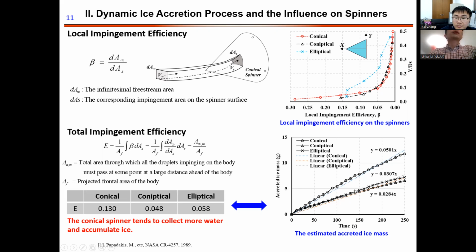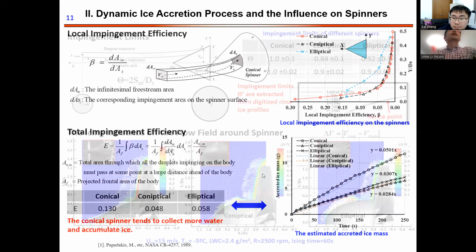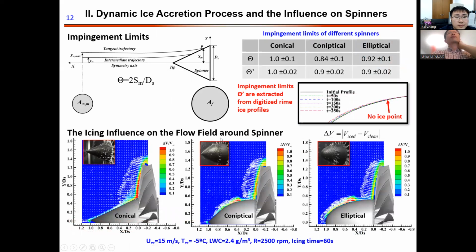With the digital image processing, I can also estimate the accreted ice mass on this surface. We can find that the conical has the most ice accretion. This gives us a clearer insight into the spinner's ice accretion, which is the impingement limit. For the impingement limit, the conical is close to 1, but the elliptical ones are relatively smaller than the conical one.